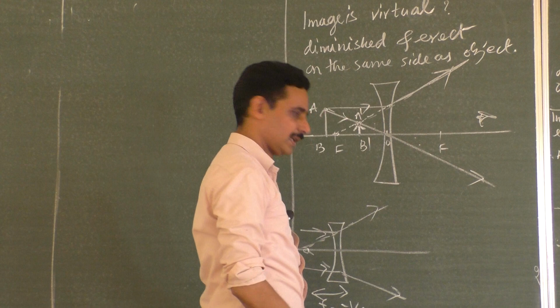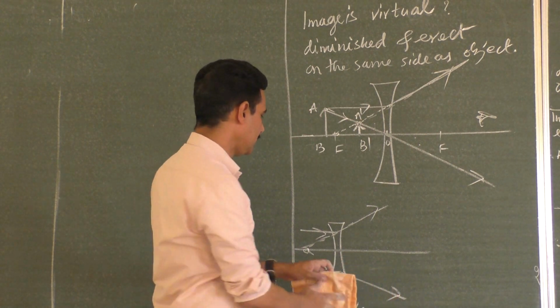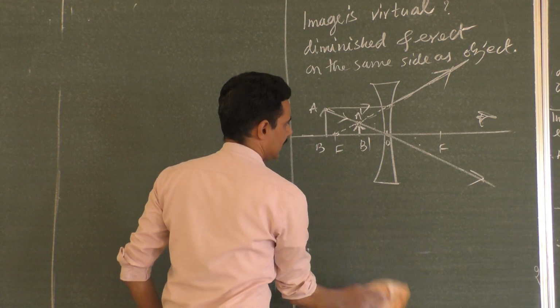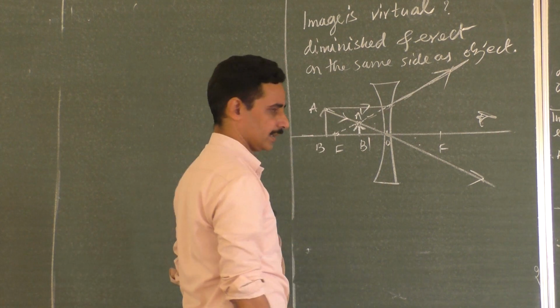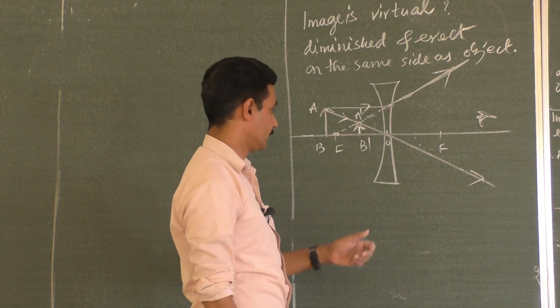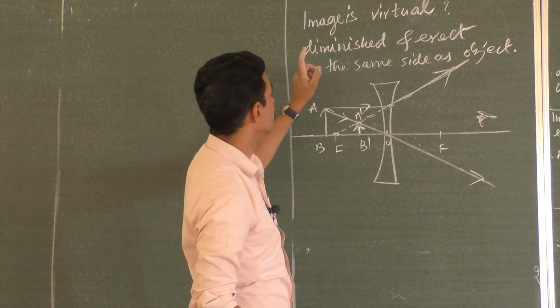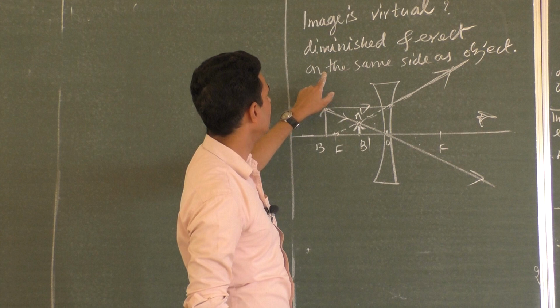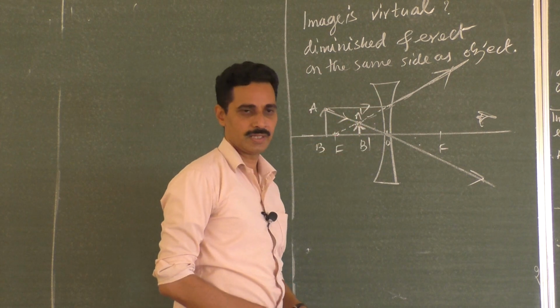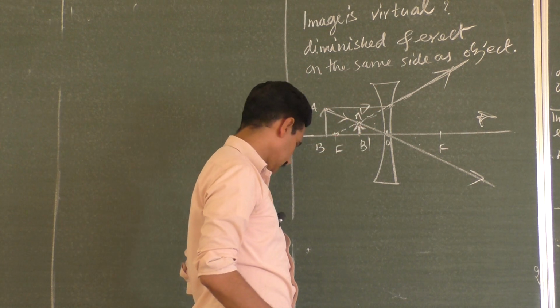This is the type of image in the case of a concave lens. This is the only case, right? You don't have any other case at all. Wherever you keep the object, it always forms a virtual, diminished and erect image on the same side as the object, and this is the speciality.